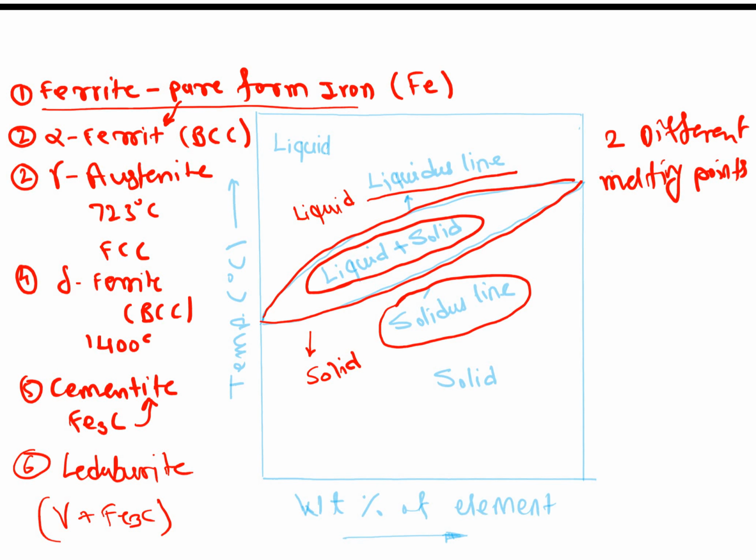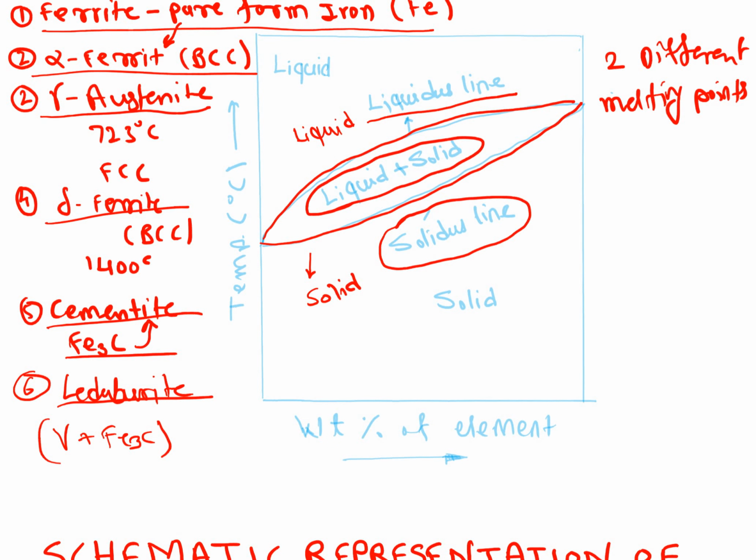First we have discussed ferrite, that is the pure form of iron. Alpha ferrite, we have been discussing for the last 5-10 minutes. Gamma austenite, delta ferrite, cementite, which is Fe3C, and ledeburite, this one. And here I missed one, sorry, that is perlite. Perlite is a mixture of alpha ferrite plus cementite.